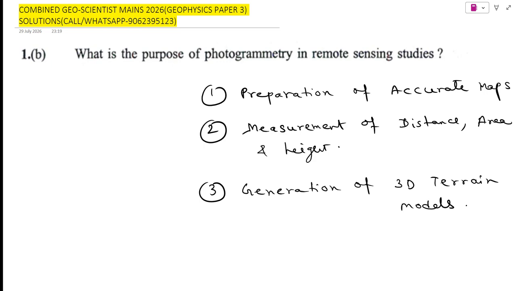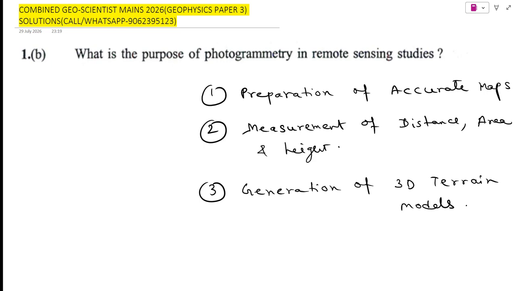This is one of the most exciting applications. Using the overlapping stereo photographs, scientists generate the digital elevation models, DEM, and the DTM, which is digital terrain models. And this shows the hills, the valleys, the slopes, the ridges, and the drainage patterns in the 3 dimensions. Okay.